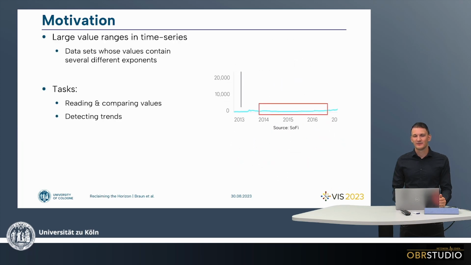Common tasks for time series are the reading and comparison of values and the detection of trends. Especially in the lower orders of magnitude, it's very difficult to identify and discriminate values and thus to gain insights into the underlying data. For this reason, visualization techniques developed in previous research work well for smaller value ranges, but show weaknesses for large value ranges.